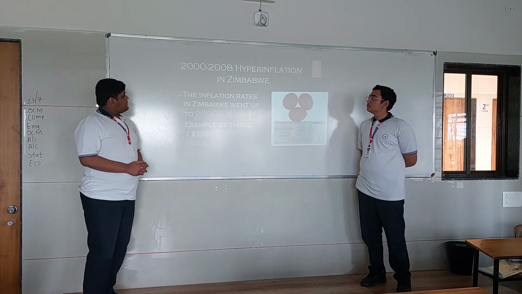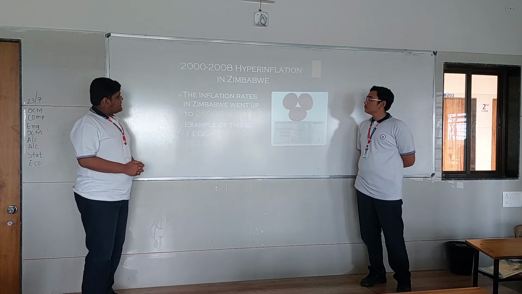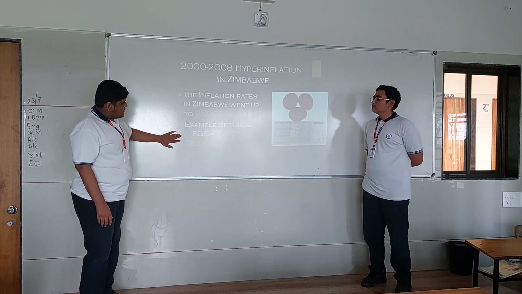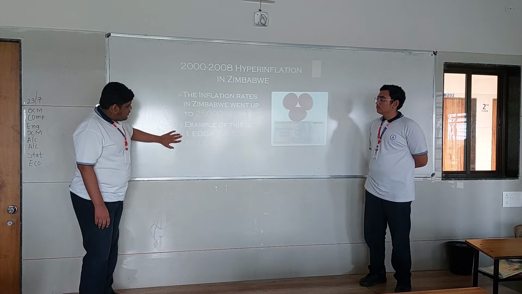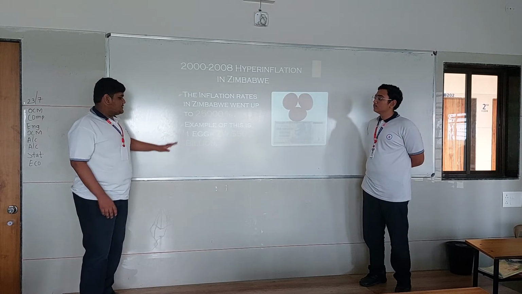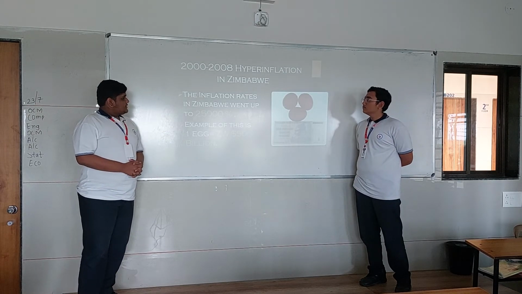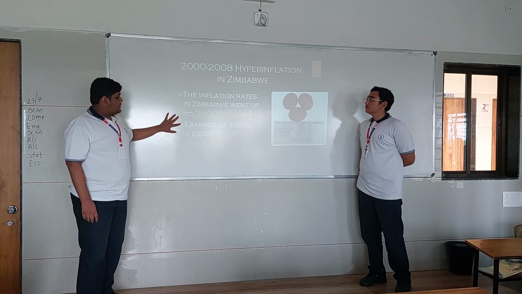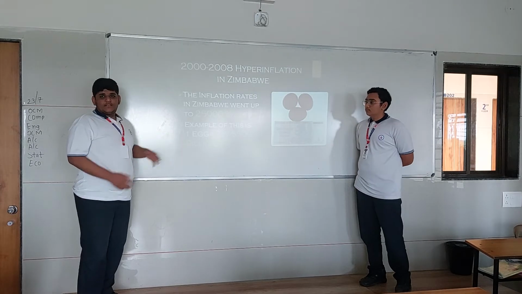Now hyperinflation occurred from 2000 to 2008 in Zimbabwe. Inflation went up to 25,000%. An example of this was that one egg cost 50 billion Zimbabwean dollars. You can imagine that one egg cost 50 billion Zimbabwe dollars.